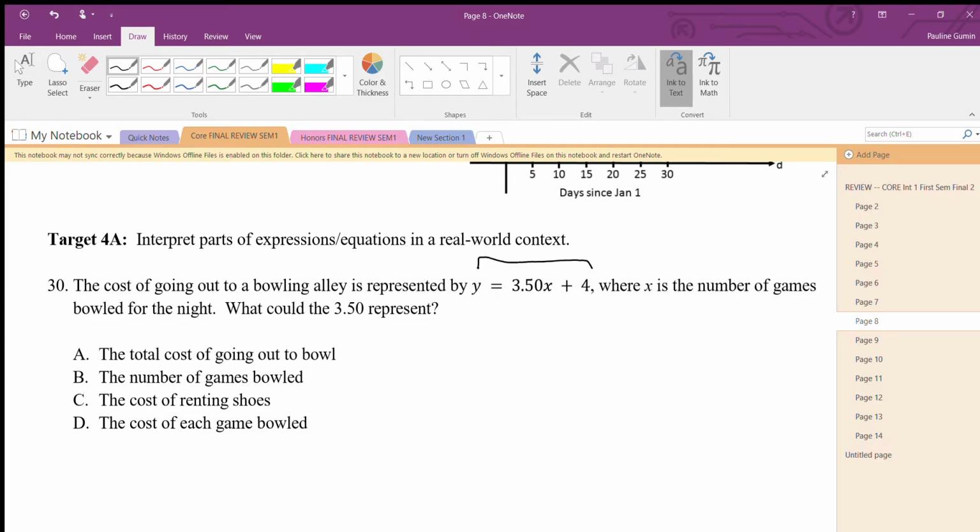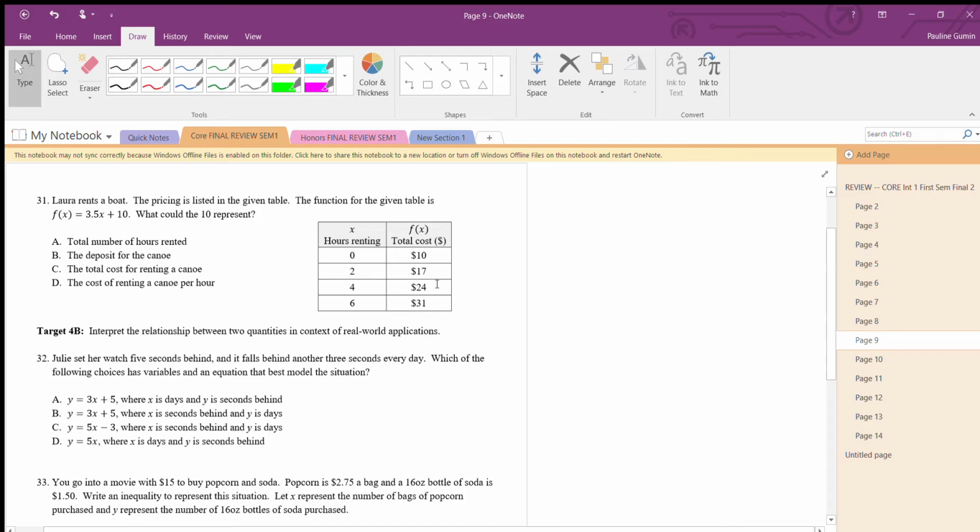Okay, so let's think about it. 350 is located right by the letter X, and X represents the number of games. So what can that tell us about our cost? Well, 350 next to the number of games tells us the cost of each game that we bowl. Right, I am going to zoom in.